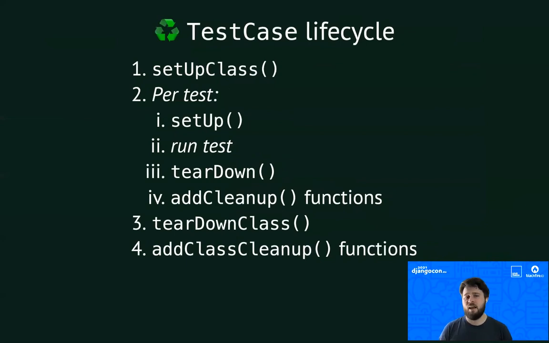So to summarize, here's the life cycle of a unit test case from the perspective of these hooks. The first thing that the test runner will do when it gets to our class is to run its setUpClass method. And then on a per test basis, we're going to run setUp. We're going to actually run the test, and that might succeed or fail. Regardless, the tearDown will be called, and then any functions that were registered with addCleanup will be called in reverse order that they were registered.